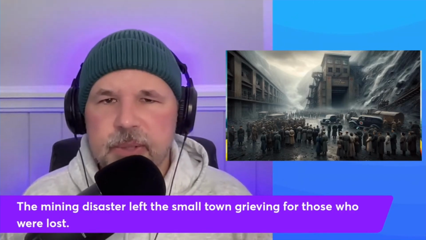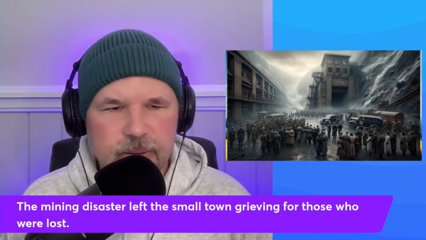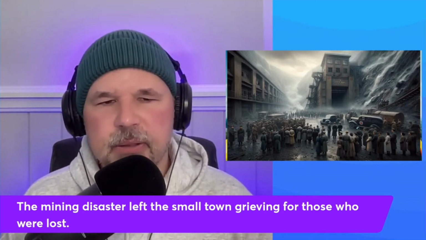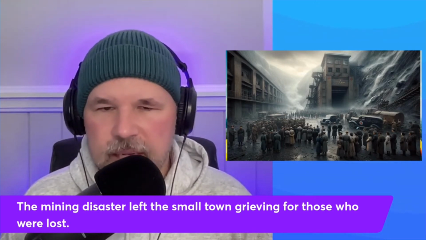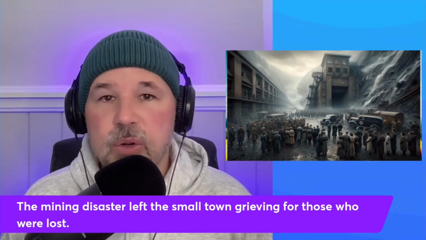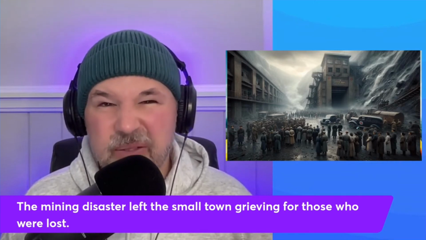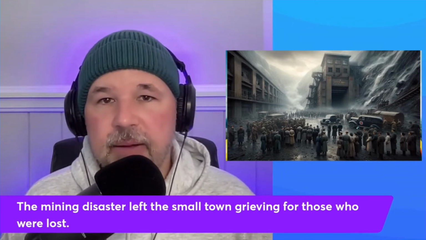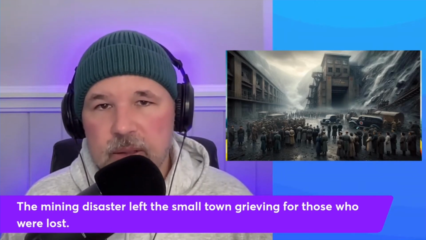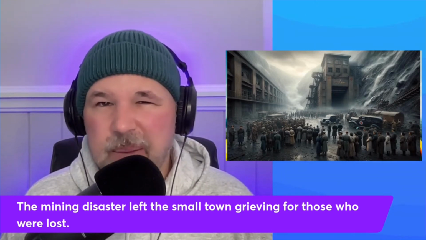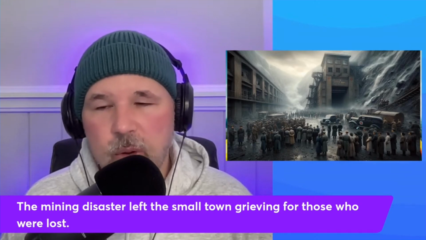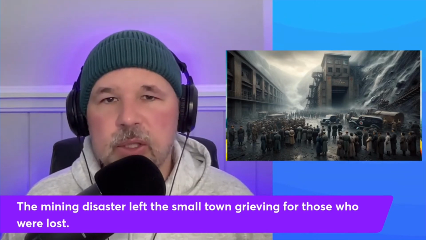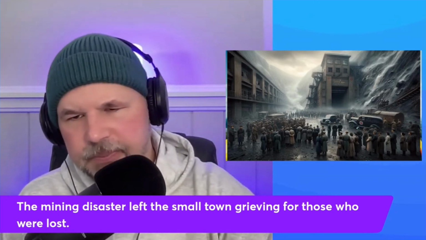Here's a sentence using mining disaster. The mining disaster left the small town grieving for those who were lost. If somebody is grieving, they probably have had a loved one die. Maybe a close family member or a friend. If somebody is grieving, someone close to them has died.